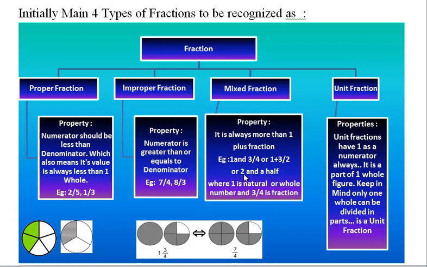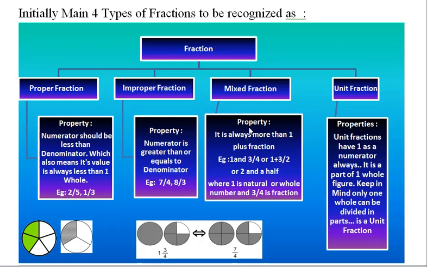Or 2.5, when we say. Where 1 is a natural or whole number, and 3/4 is the fraction. This is called mixed. So a mixed fraction can be converted to improper, and an improper fraction can be converted to mixed, which has some calculation part we'll see in the lesson later.